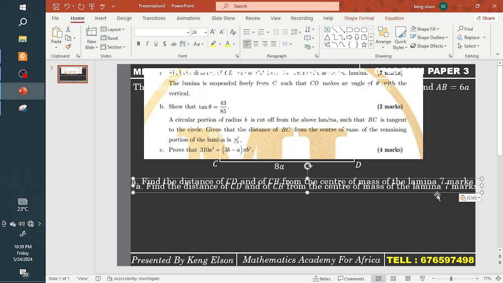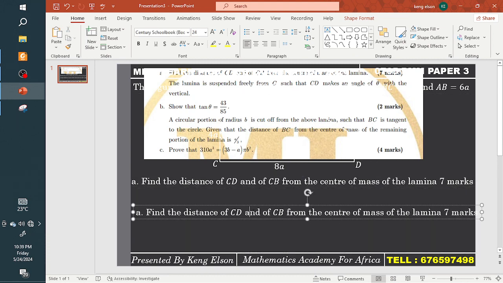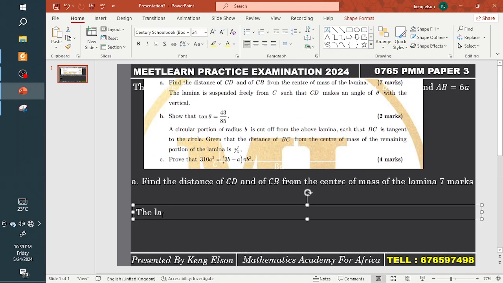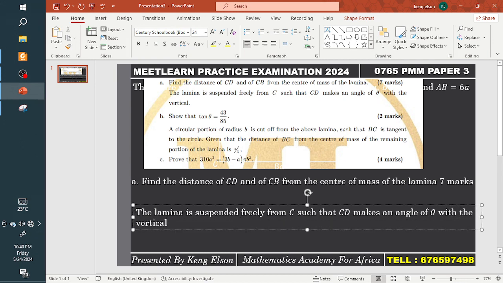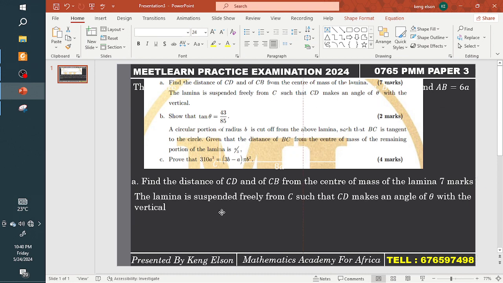Then I copy and paste again, or you can just continue on the very one. You can go to B directly. But before B, there is something. In fact, I'll not go to B. I'll just copy and paste. Then I will write something else. Now the lamina is suspended freely from C such that CD makes an angle of theta with the vertical. Okay, so I shift it a little bit up here.